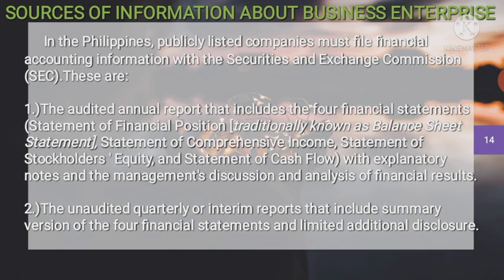Number 2, the unaudited quarterly or interim reports that include a summary version of the four financial statements and limited additional disclosure.